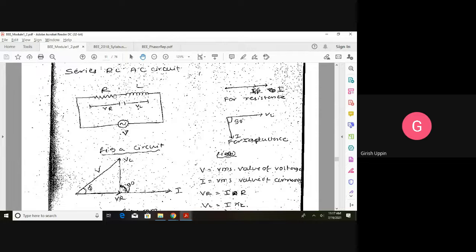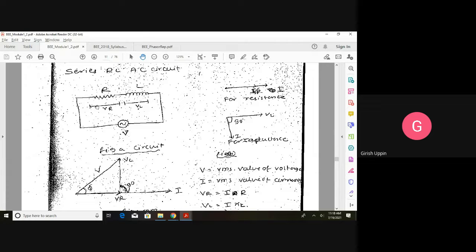Now we have a combination of RL, a pure resistor connected with a pure inductor, and this series combination is connected across a voltage source. When we apply a voltage, v is equal to Vm sin omega t, the voltage will get dropped across the resistor and inductor. Voltage across the resistor is VR, voltage across the inductor is VL. Now we will draw the phasor diagram for this. Now it will result in the current. Both are in series, so both will have the same current.